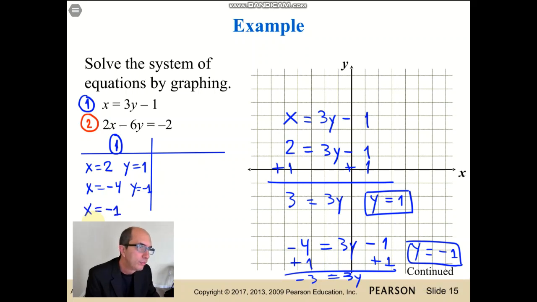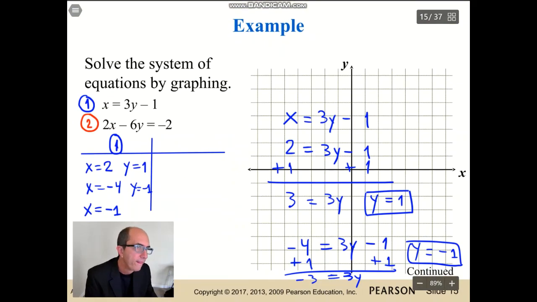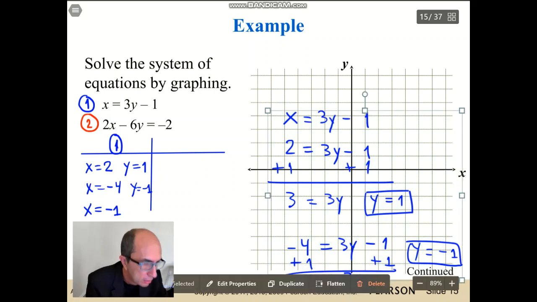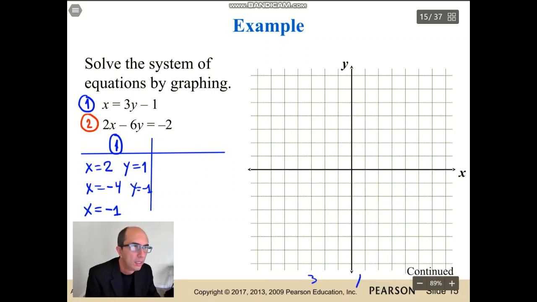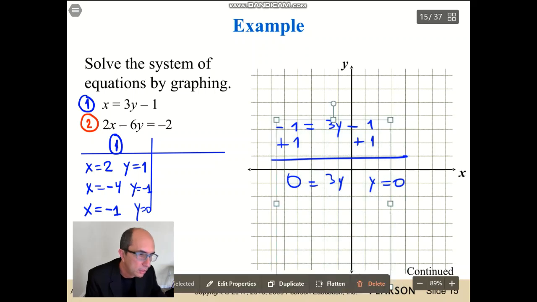If x is -1, let me clean this up. Let me clean my scratch paper here. Okay. And -1 equals 3y minus 1. Add 1 on both sides. 0 equals 3y, y equals 0. So y equals 0. And look, something that's going to be interesting. Look at that.